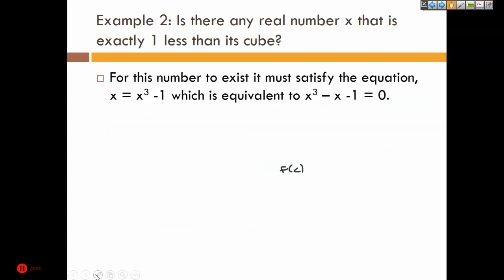So example 2: is there a real number that exists and is exactly 1 less than its cube? So for this number to exist, it must satisfy the equation x equals x cubed minus 1.